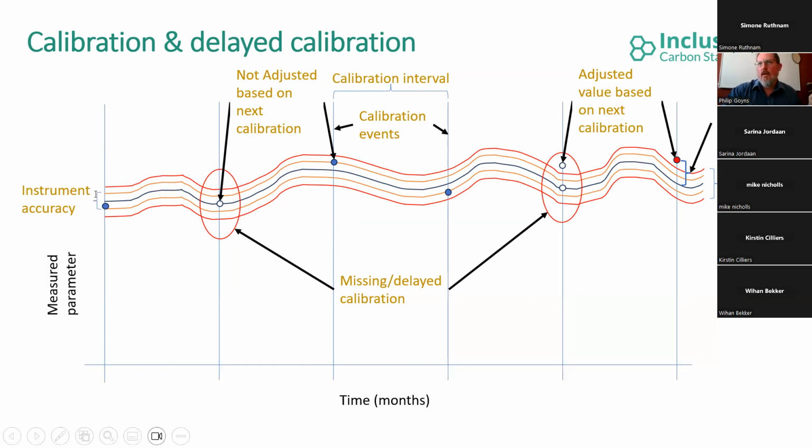Then what we've done is defined instrument accuracy, which is really about the specification of the instrument you're using. And then there's a calibration tolerance, which is what's being deemed acceptable in the approval of the methodology for how much your calibration can be out from the instrument accuracy. And then when one does a calibration, you would then bring the value back to the true value.